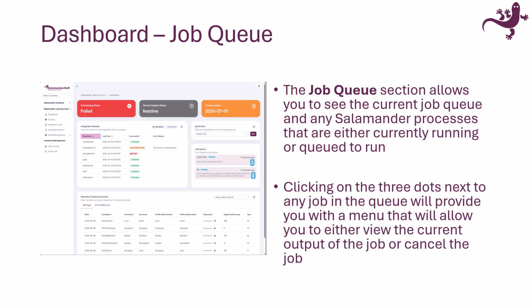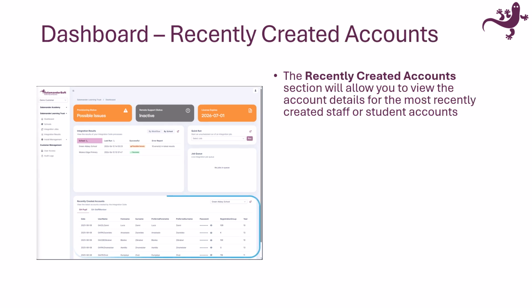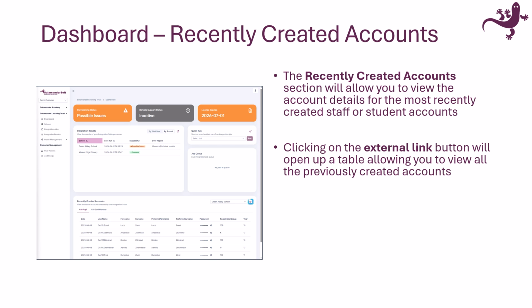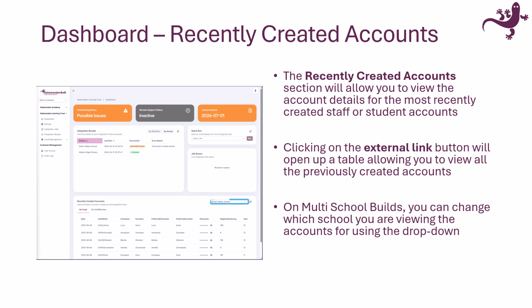Clicking on the 3 dots next to any job in the queue will provide you with a menu that will allow you to either view the current output of the job or cancel the job. The Recently Created Account section will allow you to view the account details for the most recently created staff or student accounts. Clicking on the external link button will open up a table allowing you to view all of the previously created accounts. On multi-school builds, you can change which school you are viewing the accounts for using the drop-down.